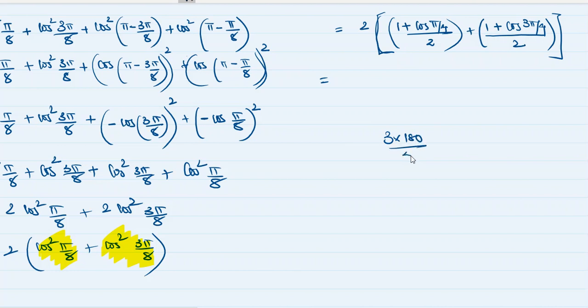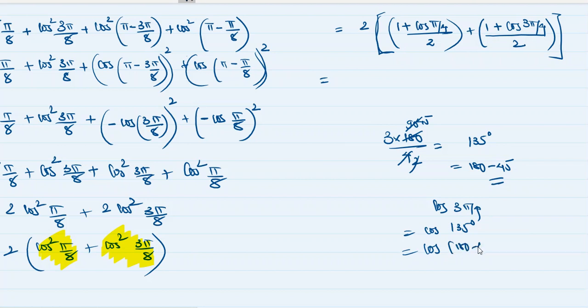3 into 180 by 4: 2 2s are, 2 90s are, 2 45s are. So 45 3s are 135, which is 180 minus 45. Okay. And cos of 3 pi by 4, which is cos of 135, which is cos of 180 minus 45, is nothing but cos of minus 45, right? Because in second quadrant cos is minus, which is nothing but cos of 45, because cos of minus theta is cos theta, and cos 45 is 1 by root 2.